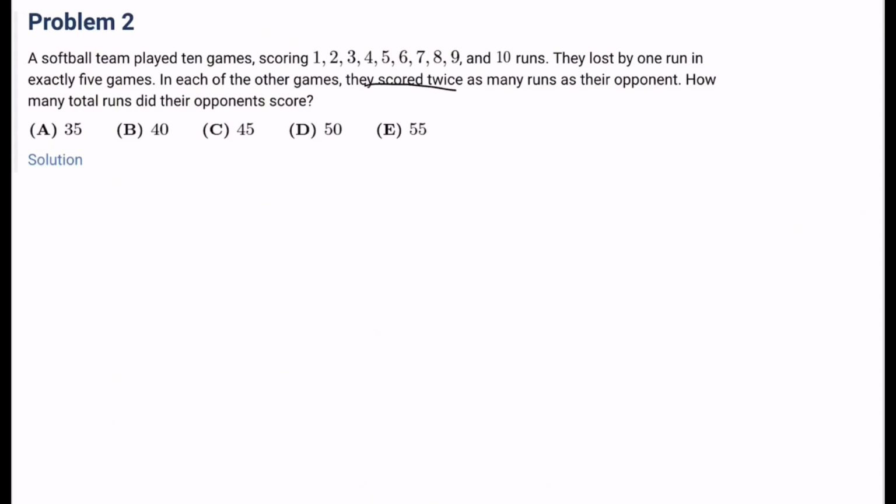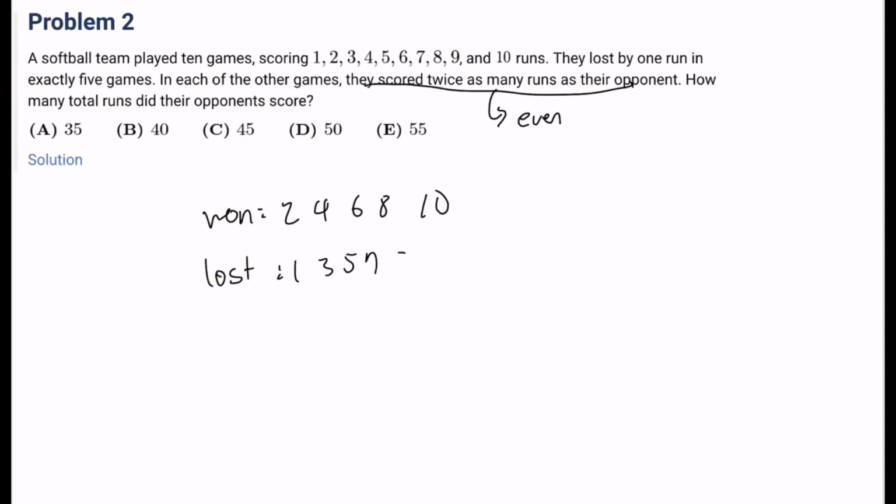Okay, so if they scored twice as many runs as their opponent, that means they scored an even number of runs. Since they lost 5 games, that means they won 5 games also, and there are only 5 games with an even number of runs. That means those are all the games they won, right? So those are 2, 4, 6, 8, 10 runs. And the ones they lost are the ones with 1, 3, 5, 7, 9 runs.